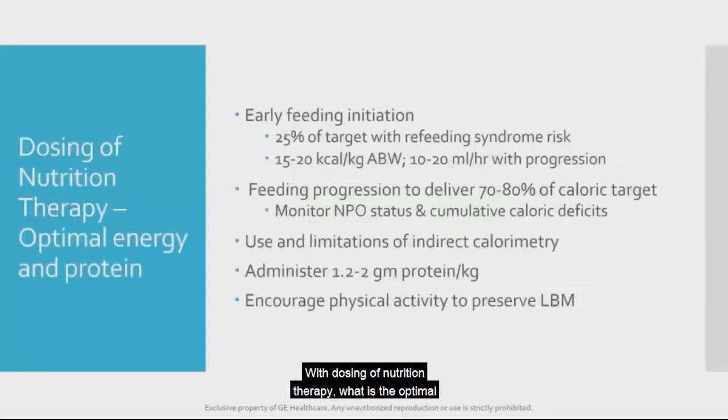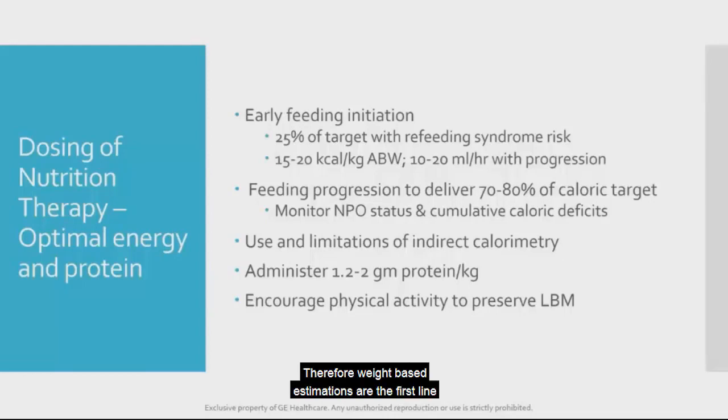With dosing of nutrition therapy, what is the optimal energy and protein target? Weight-based estimations to calculate energy needs are recommended by SCCM and ASPEN, as indirect calorimetry, although it is the gold standard for determining energy expenditure, is not necessarily recommended due to the fact that not all hospitals have access to calorimeters, and with one calorimeter being used for multiple patients, there is an increased risk of contamination. It's not certain how long it takes to decontaminate a device once it's entered a COVID-19 room.